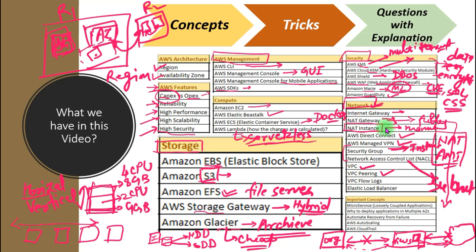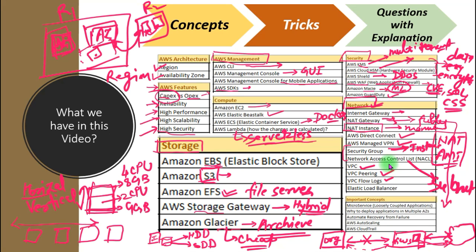Next we have VPC flow logs. So what exactly is it? VPC flow logs is a feature that enables us to capture information about the IP address traffic going to and from our network interfaces in our VPC. So it will be used to capture information about the IP traffic.